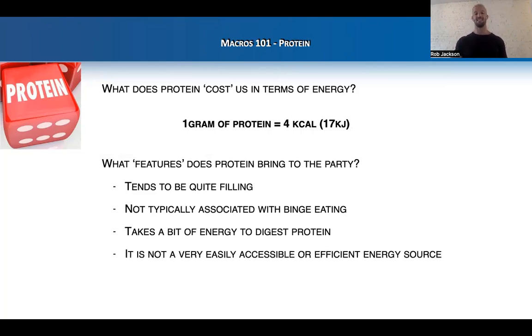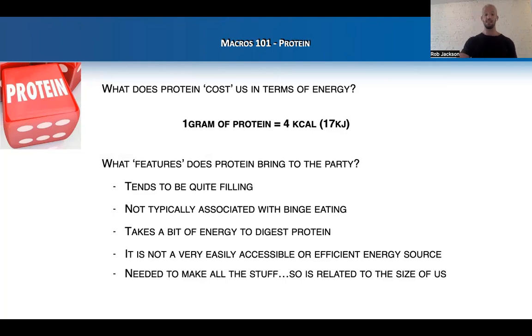And it is not a very accessible or efficient energy source once digested. So again, if we're thinking, okay, I want to access protein, I am made up of protein, it's not super accessible to be able to get that as an energy source. And if consuming protein as a whole, not single amino acids, then it's not really easy to get that as an energy source quite quickly. Again, it is needed to make all of the stuff that we are. So it is related to the size of us.